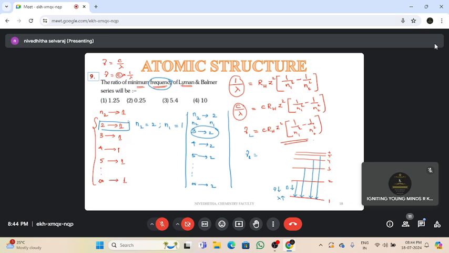So what is the answer? You need not substitute the value of C, Rydberg constant, atomic number, and all that. Anyway, that will get cancelled out. You just substitute the value of n1 and n2 in both the series and divide those.